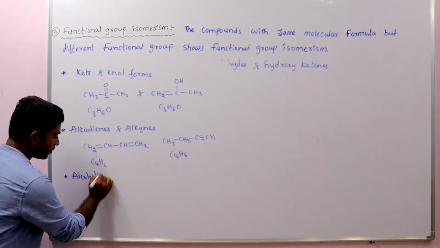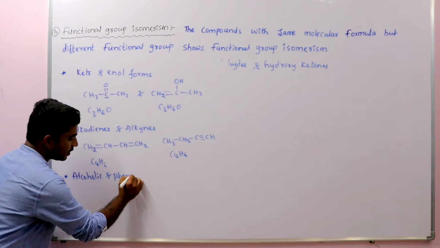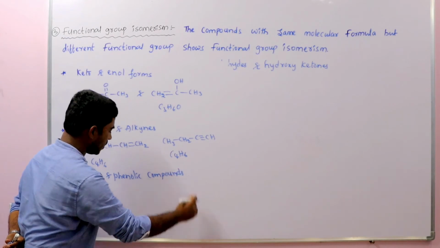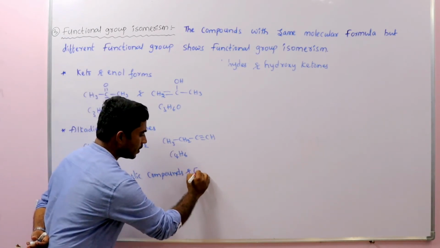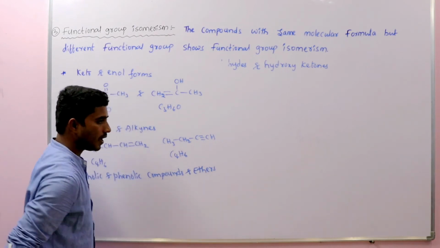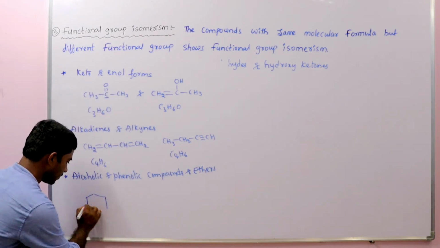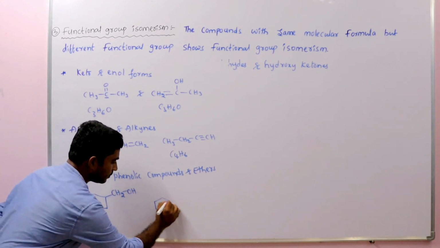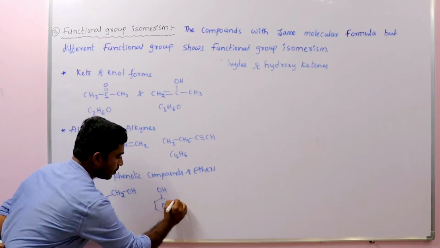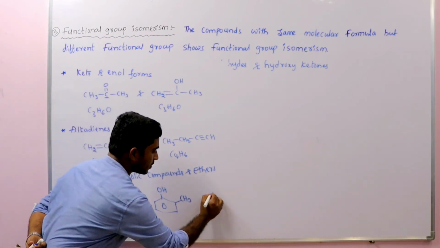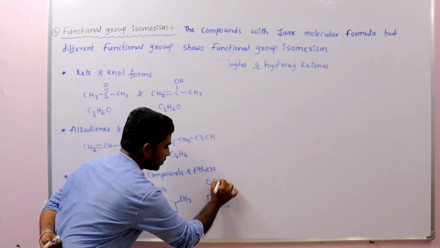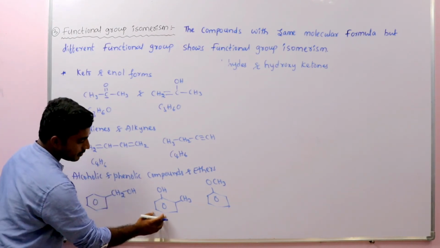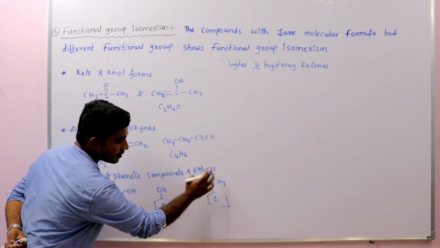Alcoholic and phenolic compounds, and also ethers with aromatic. Let us see examples. Benzene ring with CH2OH here. Phenolic group with CH3. Next, OCH3. Here you see benzene with CH2OH, benzene OH CH3, benzene OCH3.